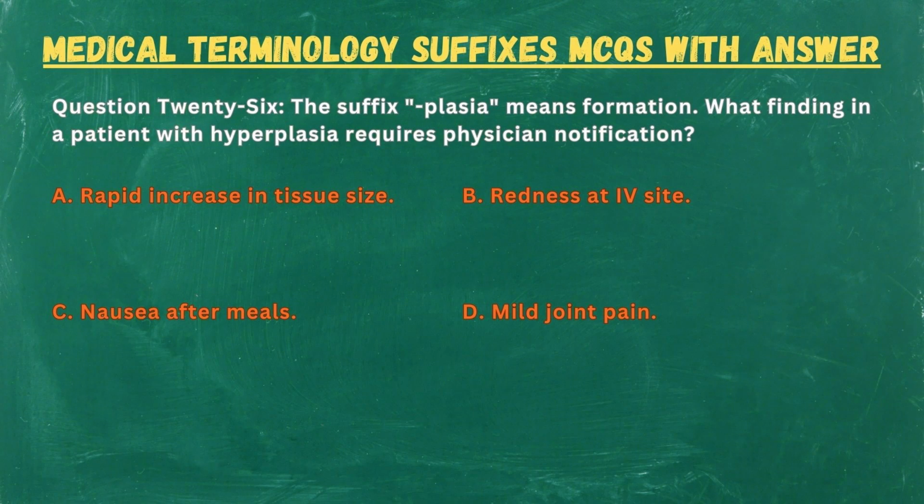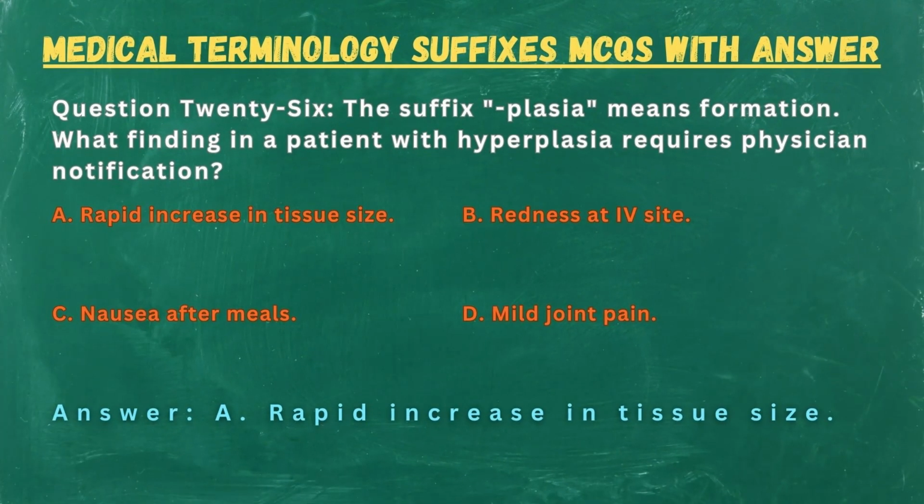Question 26. The suffix plasia means formation. What finding in a patient with hyperplasia requires physician notification? A. Rapid increase in tissue size. B. Redness at fourth sight. C. Nausea after meals. D. Mild joint pain. Answer A. Rapid increase in tissue size.